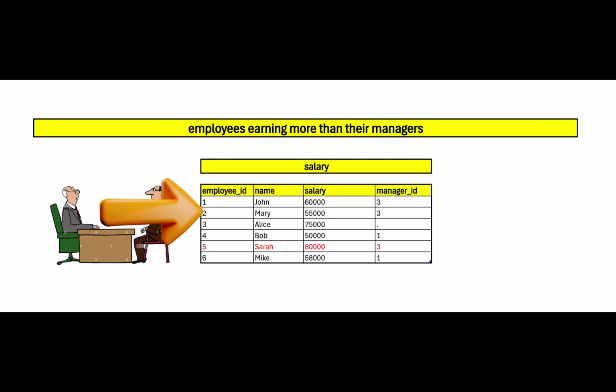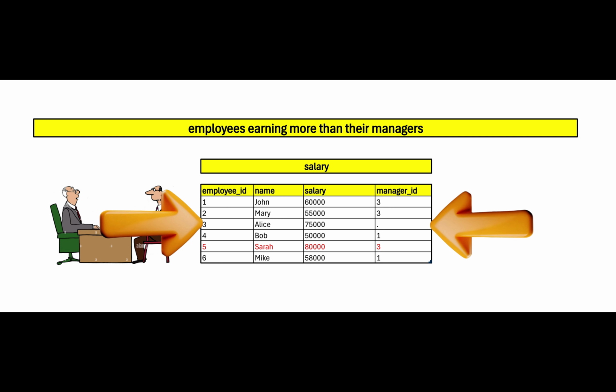Similarly, for the second row, Mary, salary 55,000, her manager ID is 3. And if we see her manager detail, that is Eli, and the manager salary is 75,000. If we compare Mary's salary with her manager's salary, then we can say that 55,000 is less than 75,000. So we don't have to output this. For the third row, name Eli, salary 75,000, and manager ID is missing. That means Eli does not have any manager.